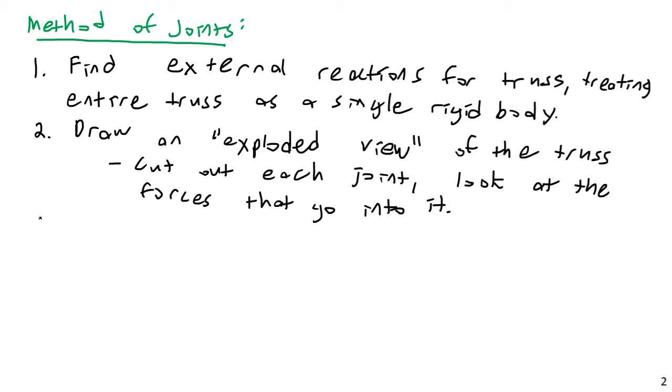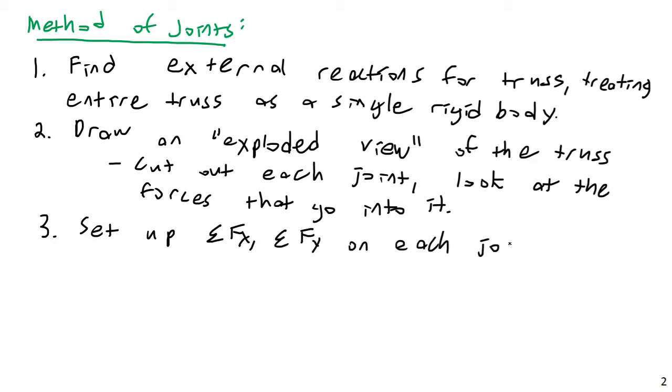And then three, we want to set up a sum of forces in X and a sum of forces in Y on each joint. In other words, we'll sum forces in the X and Y direction on each joint. Again, we cannot apply a sum of moments on each joint, as we learned last time. The reason for that, of course, is because all of the forces are passing directly into the joint, so solving for sum of moments about the joint would produce an equation with no variables in it.